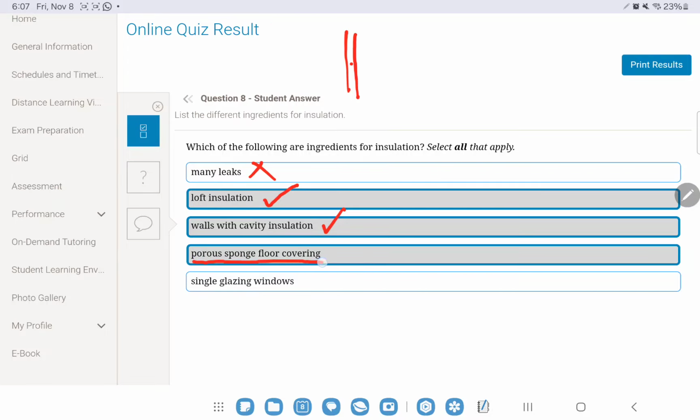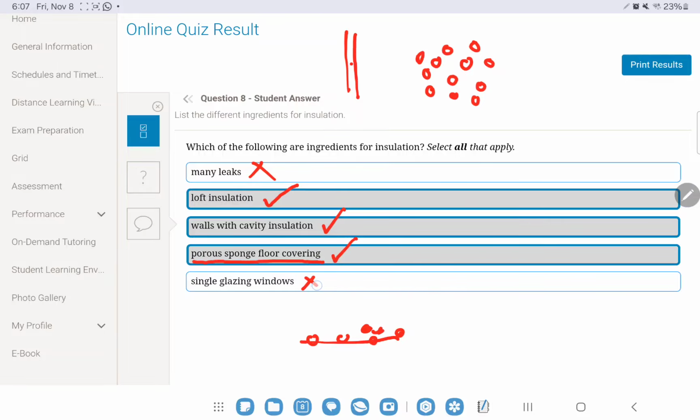Porous sponge floor coverings: floor coverings with a lot of bubbles or holes in them. When you have more holes, you have more small places, and convection can't happen over small distances. So the more tiny holes you have, the less convection is doing anything, because it can't happen in such tiny spaces. And that's it for this question.